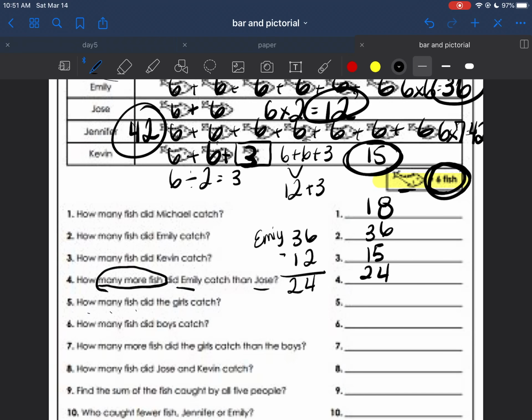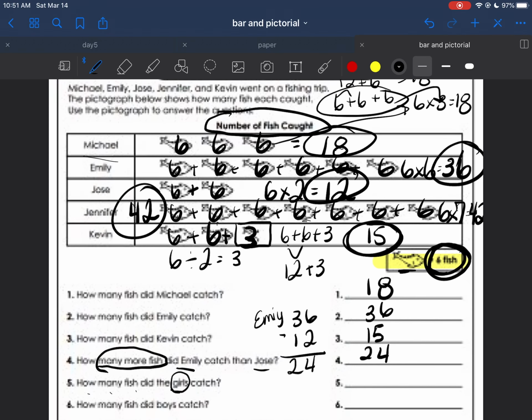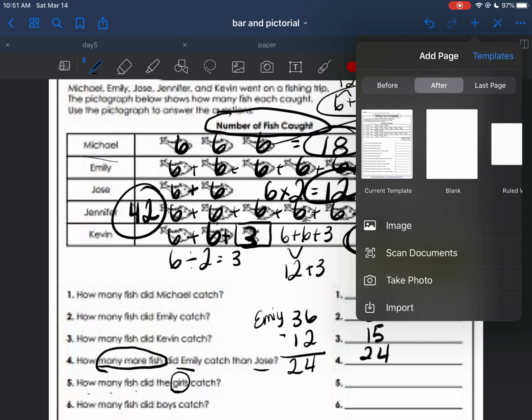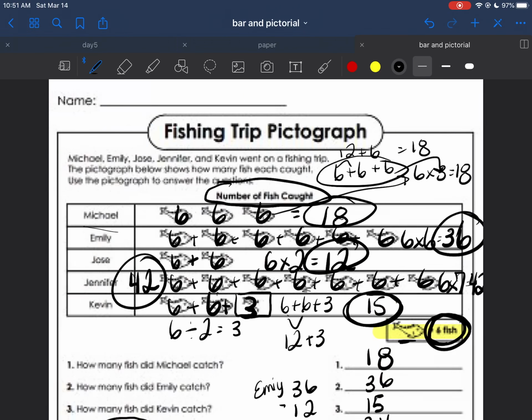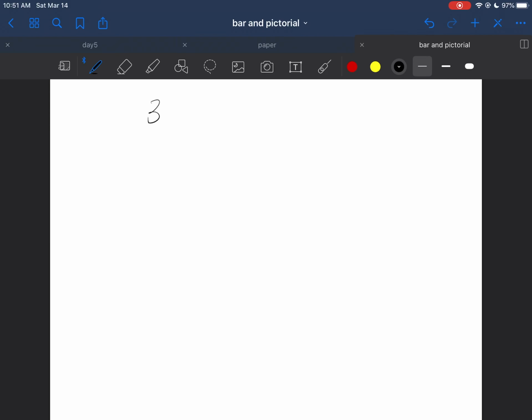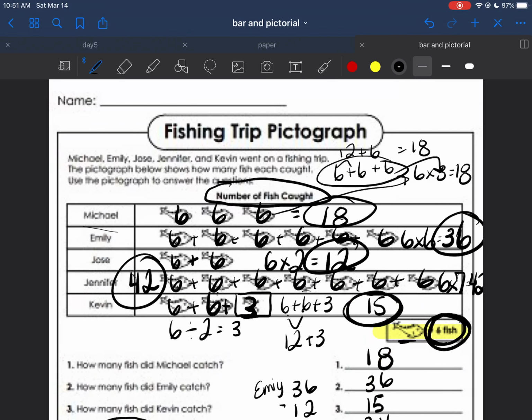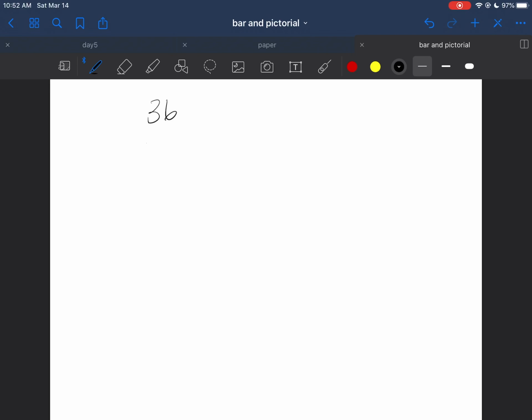How many fish did the girls catch? So I'm going to add all the girls up. I'm going to come over here. I'm going to insert a new page real quick, and I'm going to flip back and forth. So the girls would be Emily. Emily caught 36. And Jennifer caught 42.